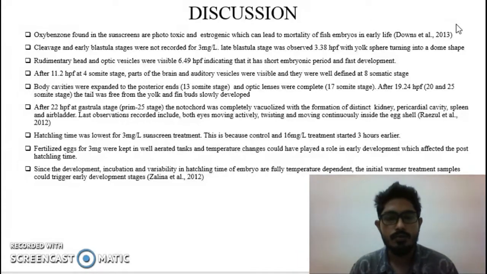Hatching time was lowest for the 3 mg per L sunscreen treatment. This is because control and 16 mg per L treatment started 3 hours earlier. Fertilized eggs for 3 mg were kept in well-aerated tanks, and temperature changes could have played a role in early development, which affected the post-hatching time. Since the development, incubation, and variability in hatching time of embryos are fully temperature dependent, the initially warmer treatment samples could trigger early development stages.